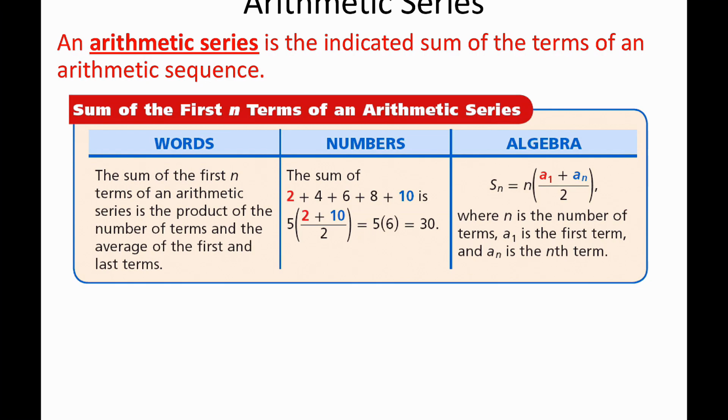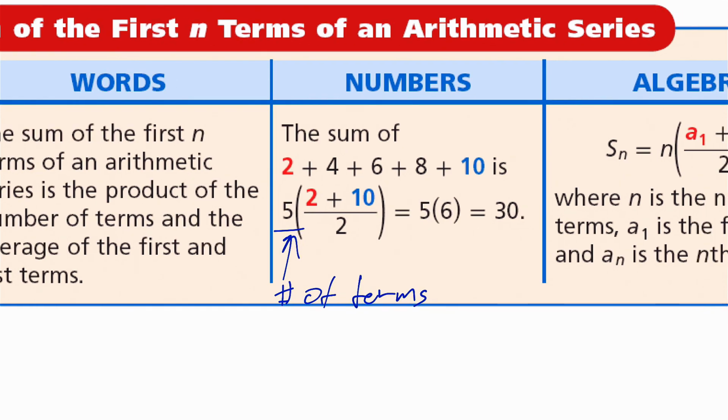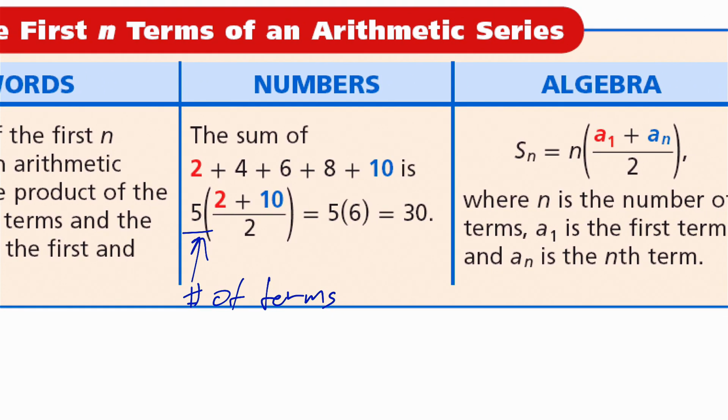The pattern that we're using here is 5, that's your number of terms. The 2 is your first term. The 10 is your last term, divided by 2. So we have 5, the number of terms. 2 plus 10 is 12, divided by 2 gives us 6.